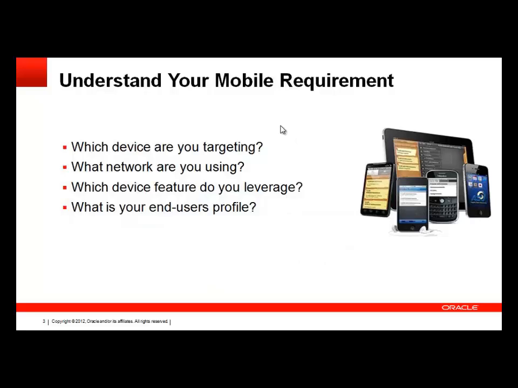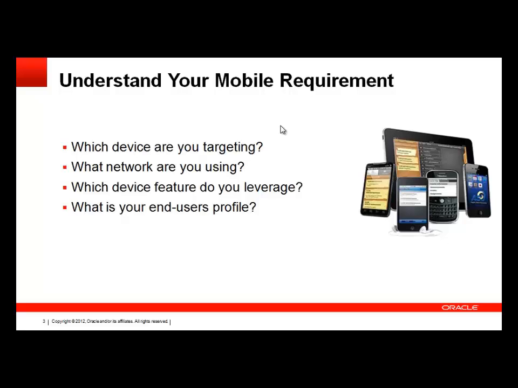The first thing though, before you actually go and build your mobile application, is to get an understanding of what exactly your mobile requirements are. Different aspects of the application that you need to build will have different influences on choices that you make in terms of technology and solution. You need to understand which type of devices you are targeting. Are you targeting tablets? Are you targeting smartphones? Or maybe you're targeting feature phones. Do you know what type of network you're using? Are you using Wi-Fi? Are you using 4G, or are you using slower networks?